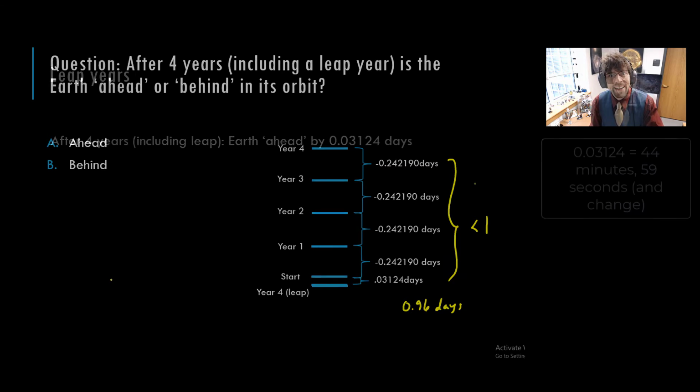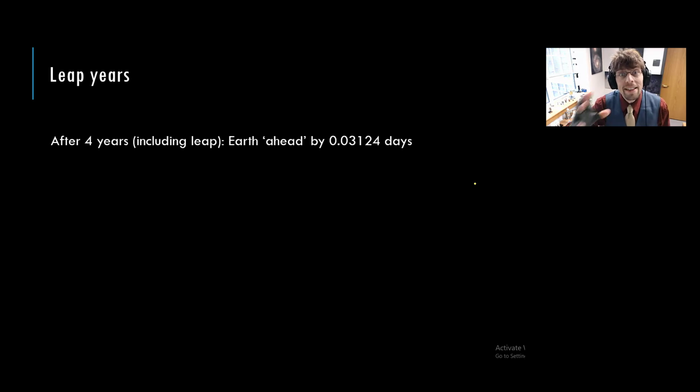So at the end of a 4-year group, including the leap year, we see that we've given the Earth a little too much time. It's a little too far ahead in its orbit by about 3/100ths of a day. So next question, how many days ahead in the orbit is the Earth if we've done 100 leap years?